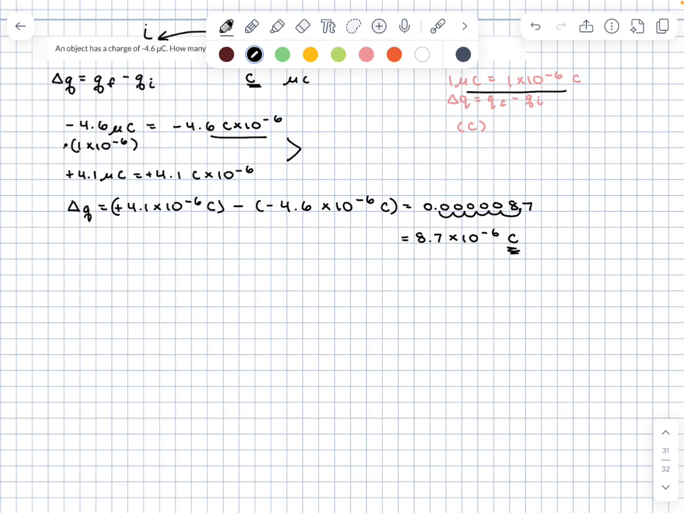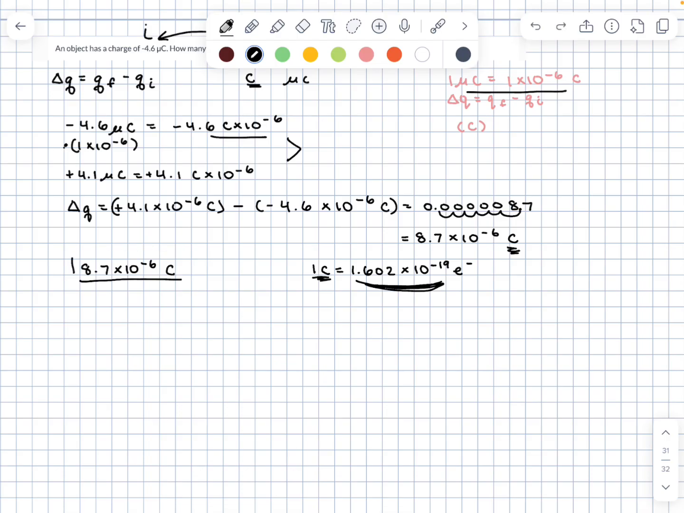So now that we have that, I'm going to write it over here, 8.7 times 10 to the negative 6 coulombs. We remember from a few lessons ago in this first unit of physics that 1 coulomb is equal to 1.602 times 10 to the negative 19th electrons, and that's per coulomb. So what we're going to do here is divide this number by the amount of electrons in 1 coulomb, so that we can get the amount of electrons in this amount of coulombs here.